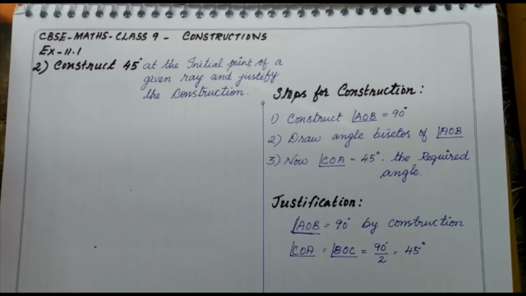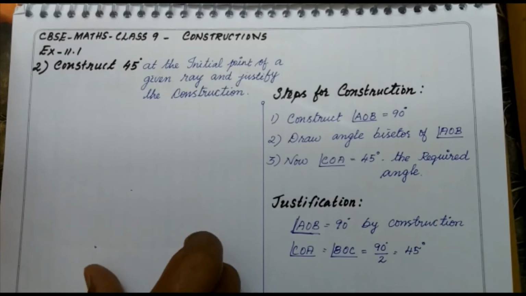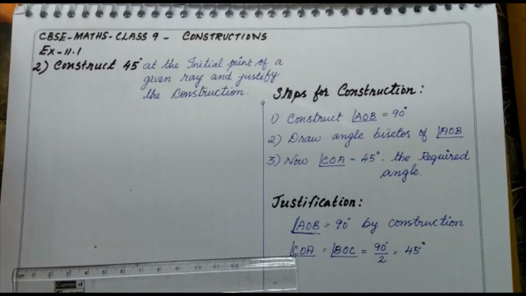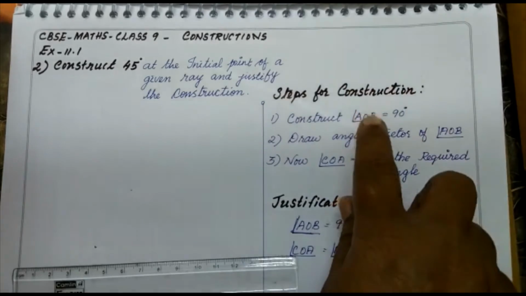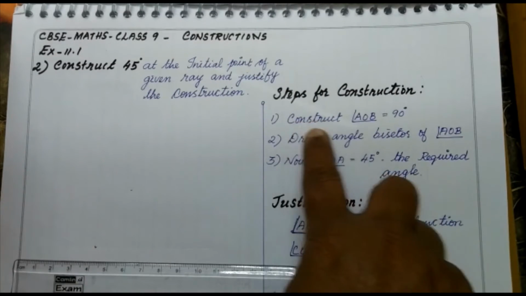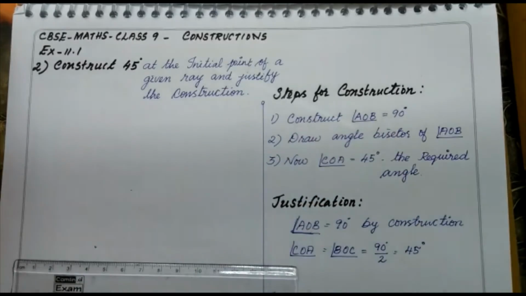Whatever added thing is there, you try to convert that one, or you do the angle bisector of any specific angle and try to get this angle. For example, here it is 45 degree. We are very well aware that 90 degree divided by 2 is 45 degree. So once you construct 90 degree and construct the angle bisector, you will get 45 degree. Construction of 90 degree we have already learned in a detailed manner. No need to explain all the steps of constructing 90 degree because the specification is about 45 degree only. So write a simple step: construct AOB equal to 90 degree.